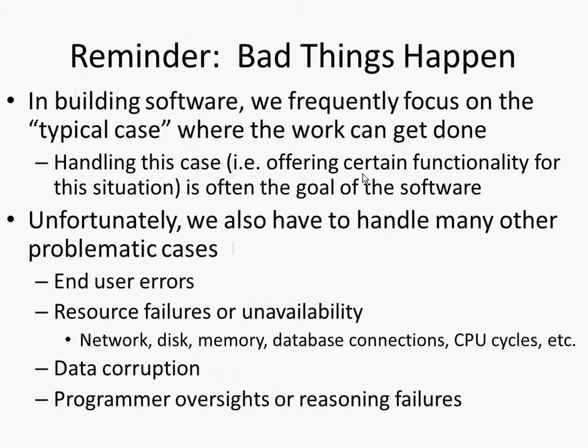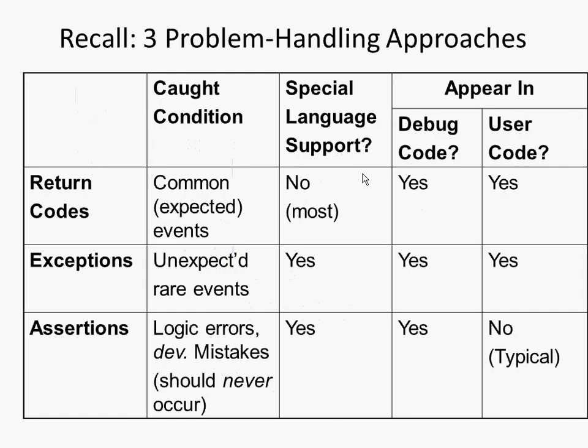So, we talked about bad problems, and we talked last time about two of these in order: return codes and exceptions. So, who can remind me? What are exceptions used for? What are the situations where we might use an exception?